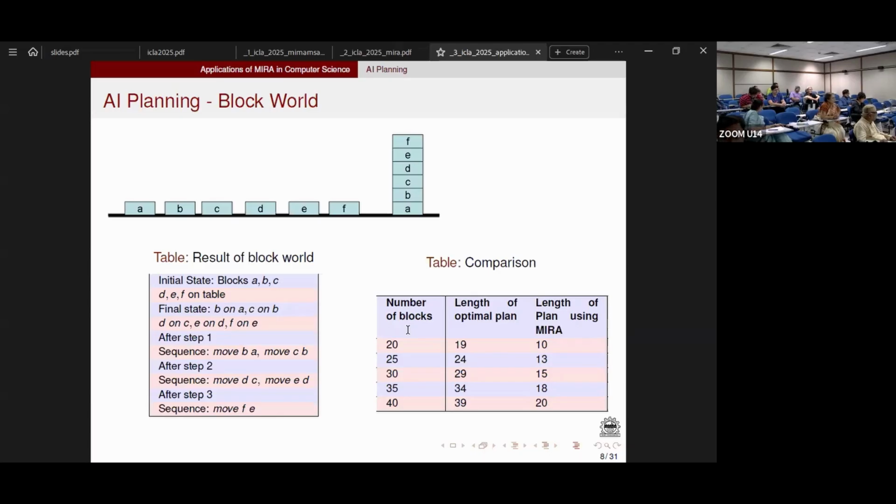So what do you mean by optimal plan? Yeah, optimal plan, the number of action steps taken by the robot. So the solution written by MIRA gives you some partial order actions, because it makes things concurrent. If you said the optimal plan is 19 steps, yeah, 19.